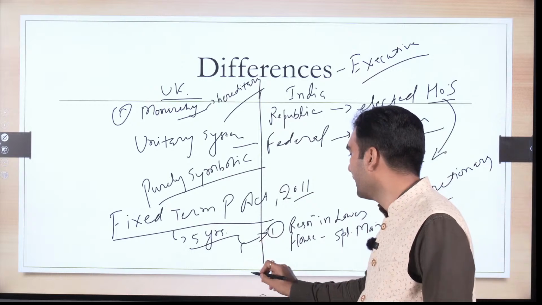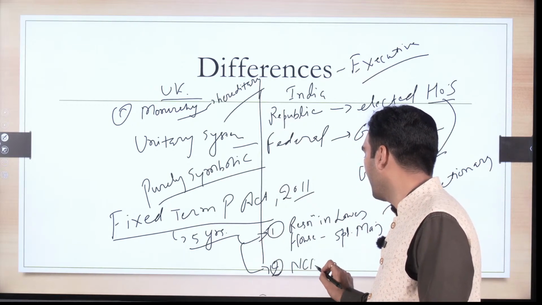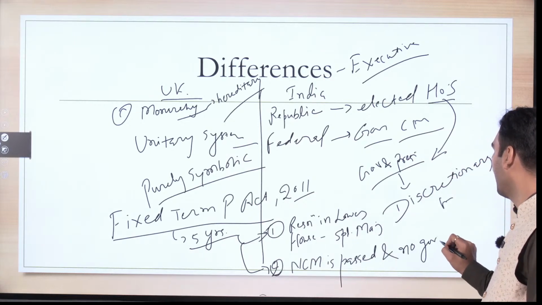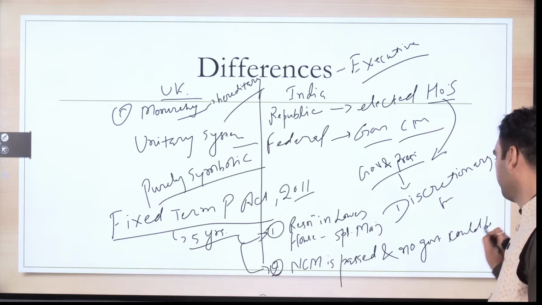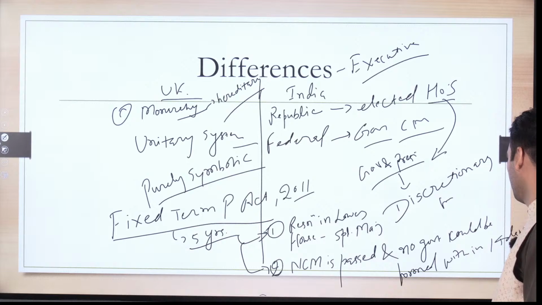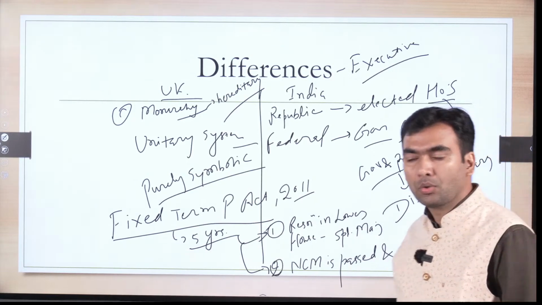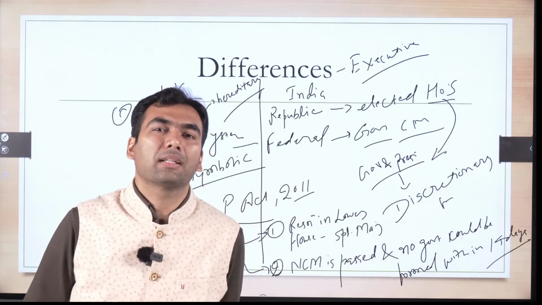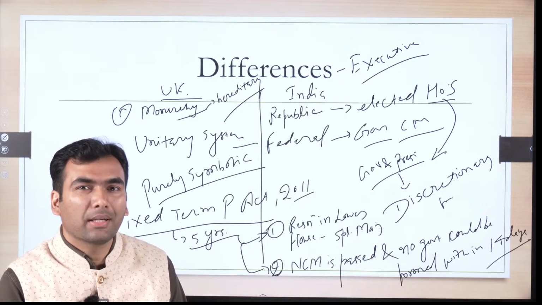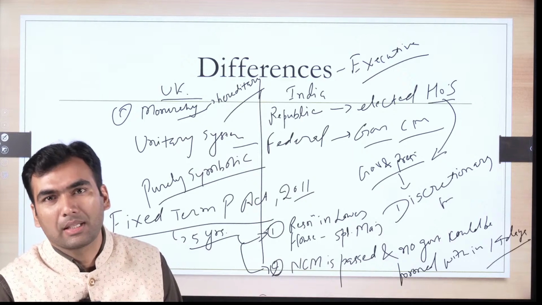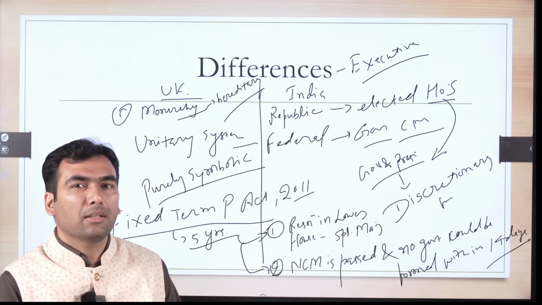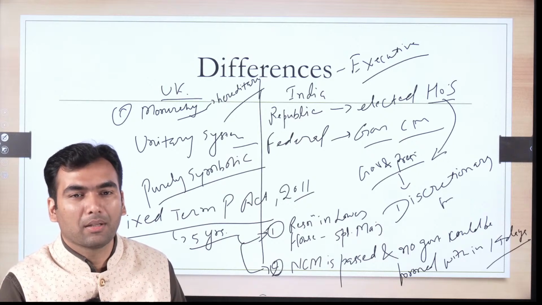The next case is that a no confidence motion is passed and no government could be formed within 14 days. So whoever was making the government, against that government a no confidence motion is passed, but no new prime minister could stake claim or get the confidence of the house. In that case, obviously, a fresh election has to be conducted. So under only these two circumstances, a fresh election can be conducted. Otherwise, there is a fixed term of parliament.